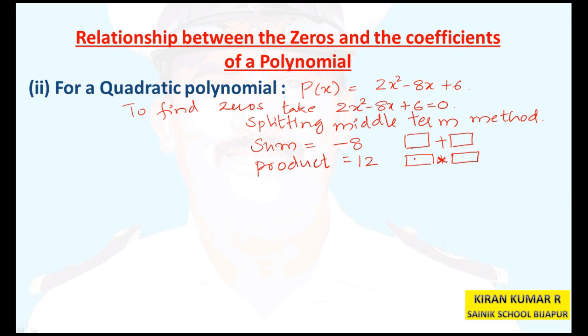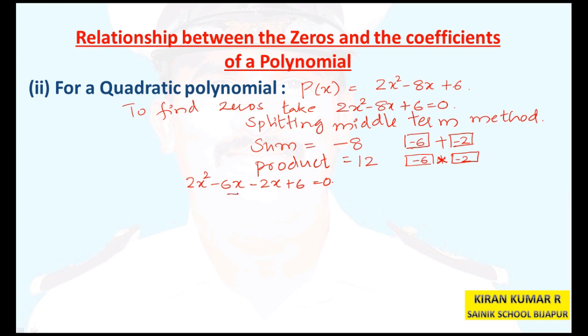Which are those two numbers? They are minus 6 and minus 2. By adding we get minus 8. By multiplying them we get positive 12. Therefore, I will write the given quadratic equation as 2x square minus 6x minus 2x plus 6 equal to 0.